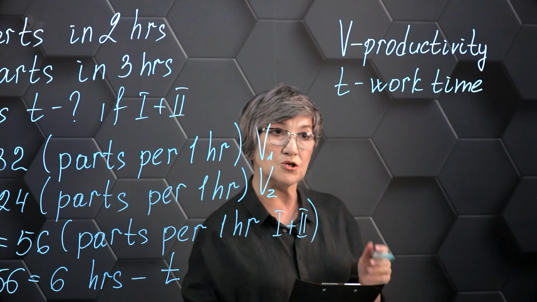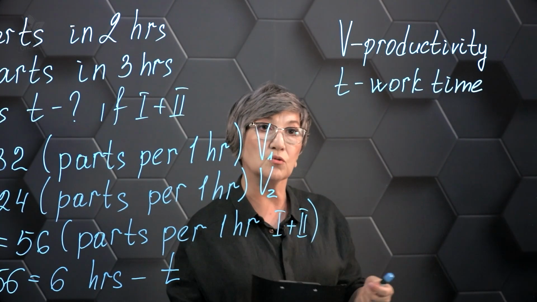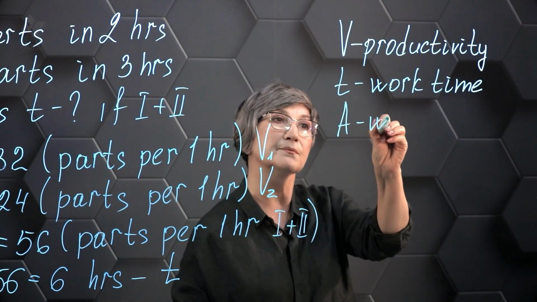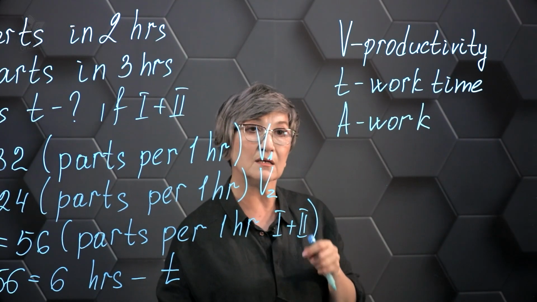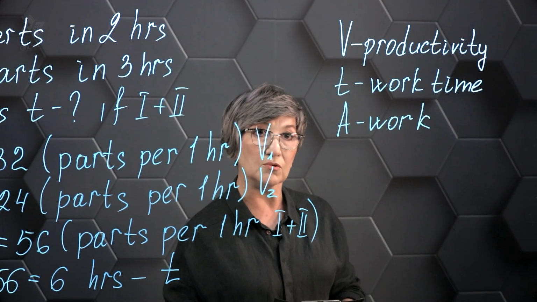And we need to write down another designation. This is work, the work that they do. In math, work is denoted by A. We're going to use these notations when we make an algorithm for solving cooperative work problems.